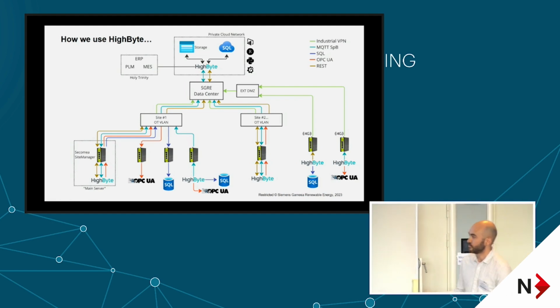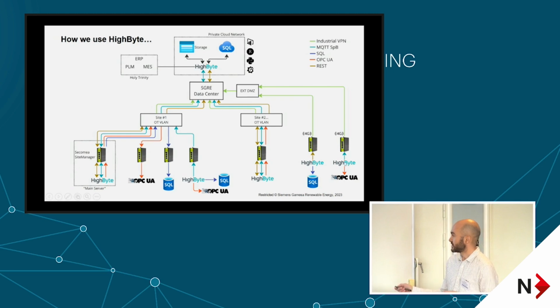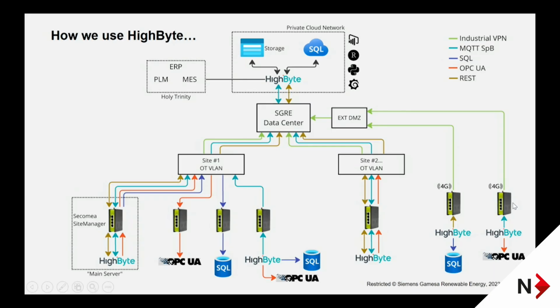Then, as I said, it's not always possible for us to get our assets connected to a corporate network due to various reasons. So we also have HighByte installed on an IPC, on a gateway, and then connected using 4G. So for instance, it could be on an IPC, running HighByte in a container, connecting to the OPC UA, and then publishing up the data.